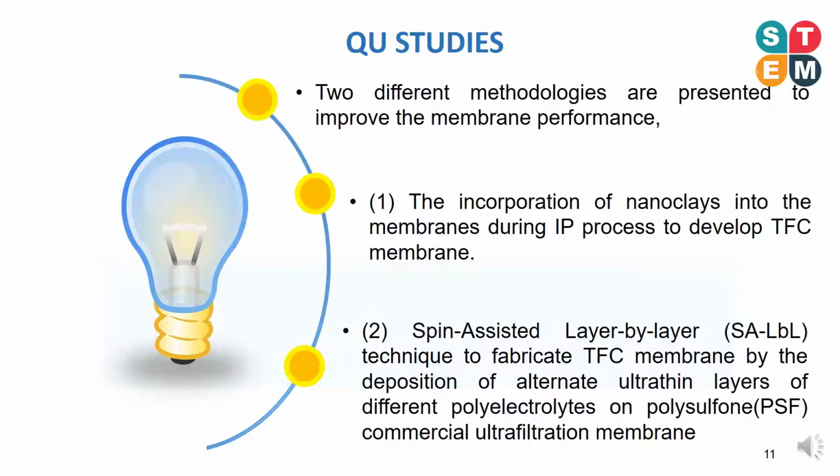Basically, in this process we are depositing alternate ultra thin layers of different polyelectrolytes on top of the ultrafiltration membrane, mainly the polysulfone membrane. So there will be an alternate deposition of ultra thin layers of polyelectrolyte on top of this membrane. In the coming slides we will be discussing more about these studies.